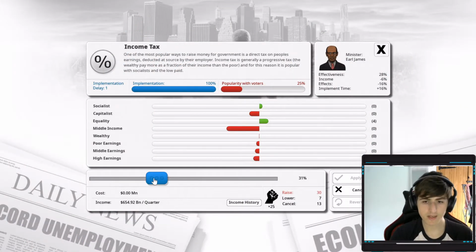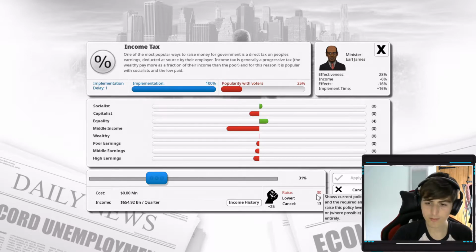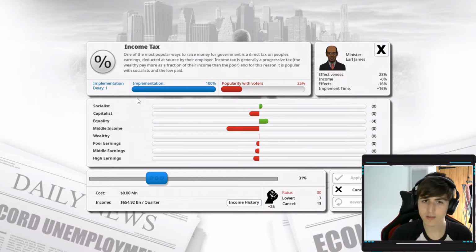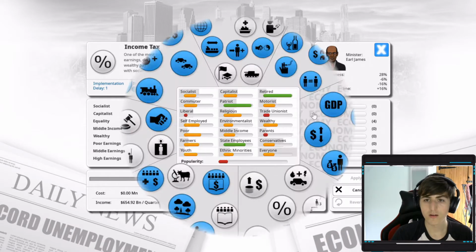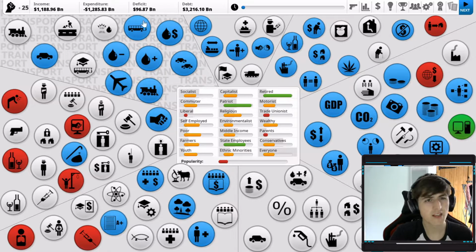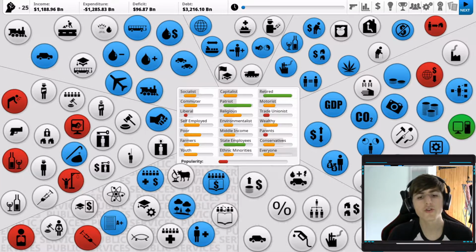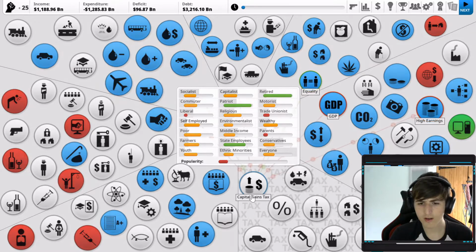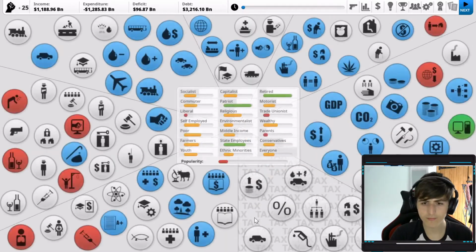The problem is, the biggest way to balance the books is tax. We don't actually have enough political capital to increase tax right now, or income tax anyway. But increasing that would put us straight into a positive. A deficit of 96 billion isn't too much, but it's not great, and we do need to try and figure out a way of resolving that.